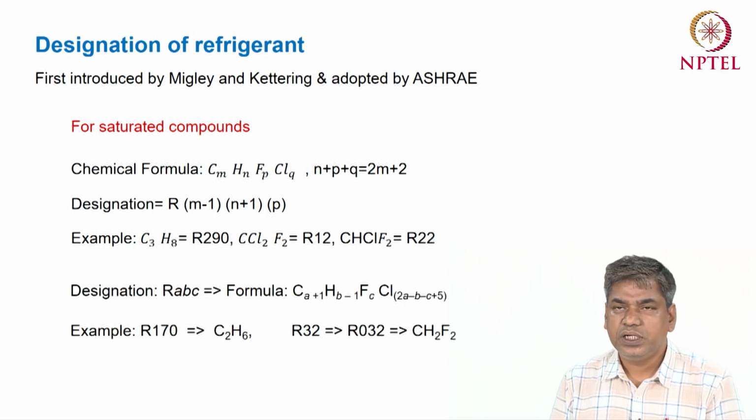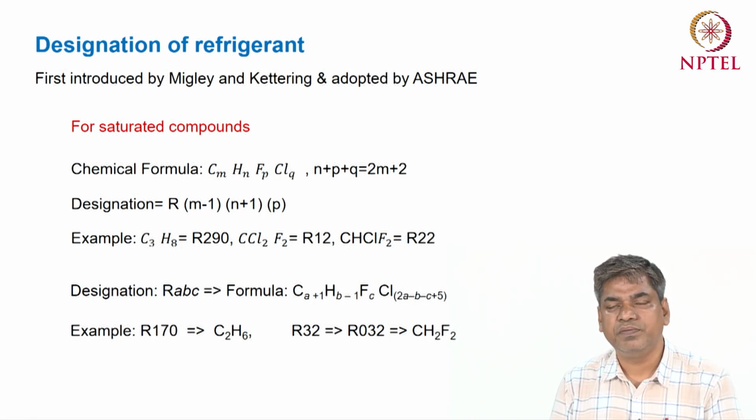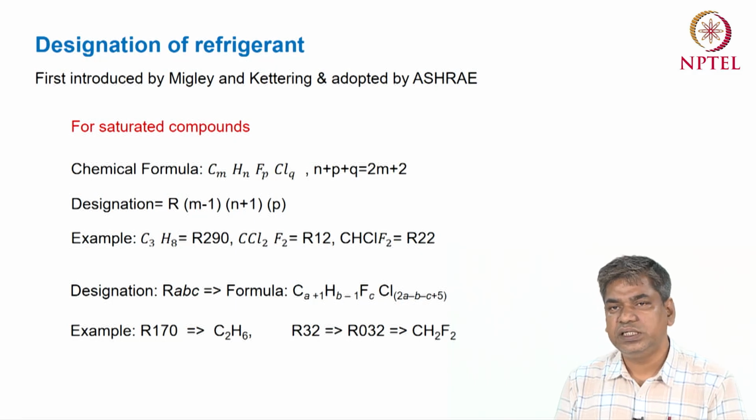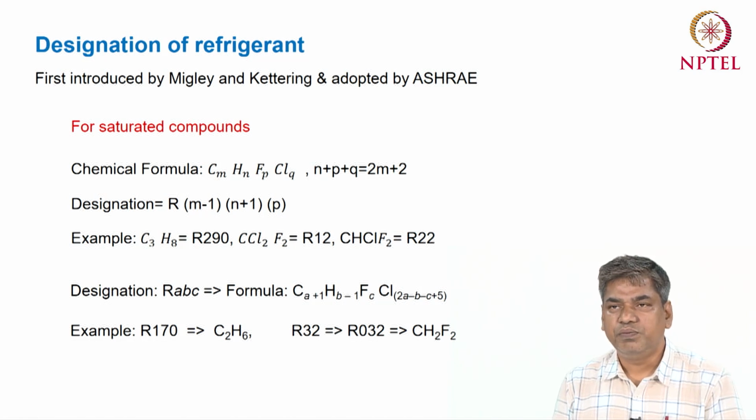Now take the opposite case. Let's say the designation is given and we want to find the chemical formula of that refrigerant. Let's say the designation is given as RABC, where A, B, C are the three digits. For this case the chemical formula will be C(A+1) H(B-1) F(C) Cl(2A-B-C+3).